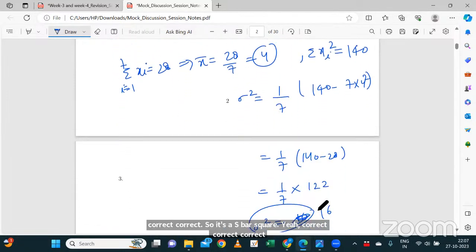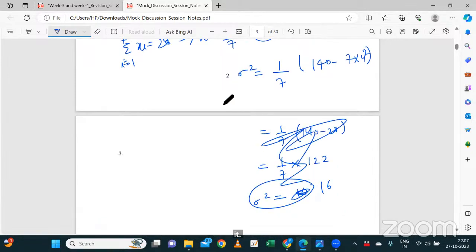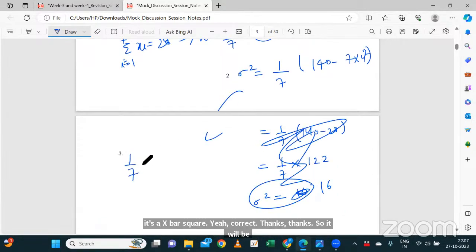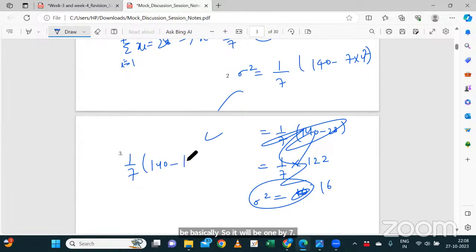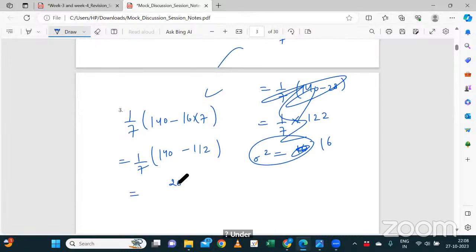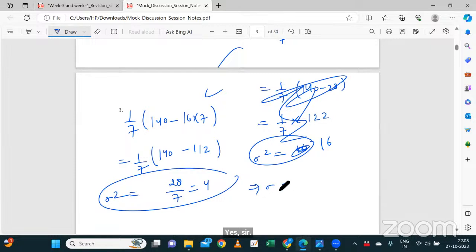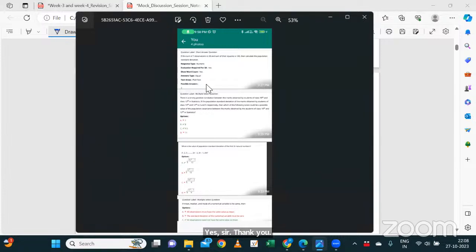So it will be 1 by 7, 140 minus 16 into 7, right? 1 by 7, 140 minus how much? 16 into 7? 112, right? So it will be 28 divided by 7, which is 4. So this is the sigma square, but the question was about standard deviation. It will be 2, right? 2 is the answer, right?